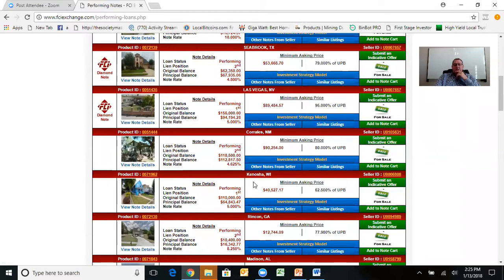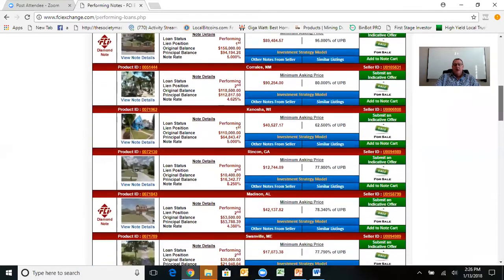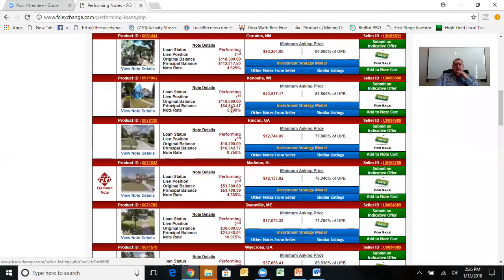Next one here out of Wisconsin. They're looking for 62.5% UPB, $40,000 on a $64,000 principal balance at a 5% interest rate. This is something that you could actually put together for a couple of reasons. Number one, it's a performing first lien. Original balance was 110, current balance is 64, and note rate's 5%. So the asking price is 62.5% UPB.